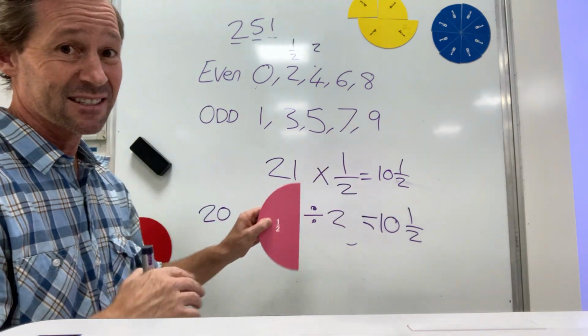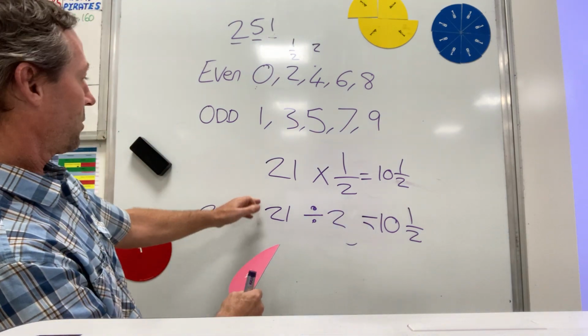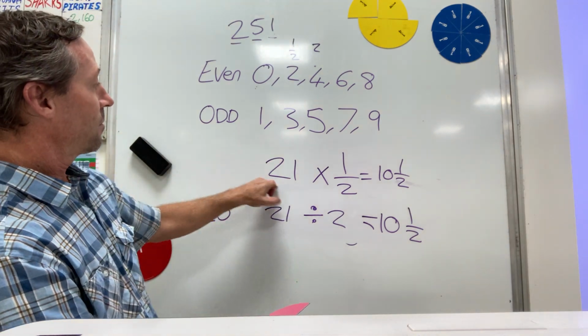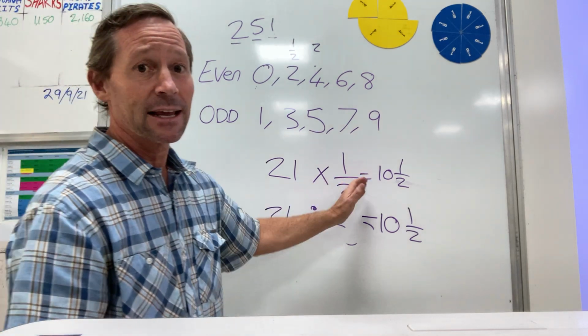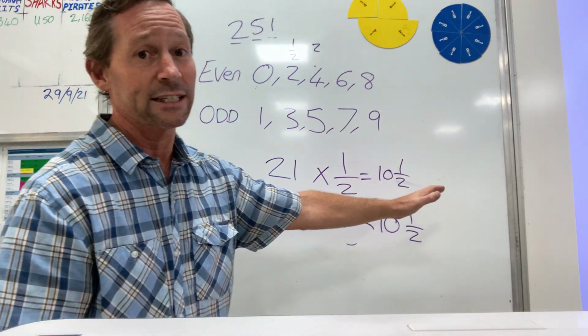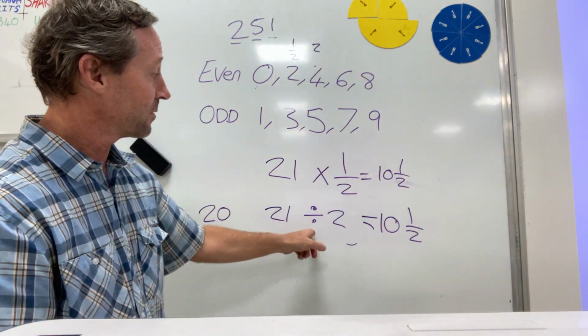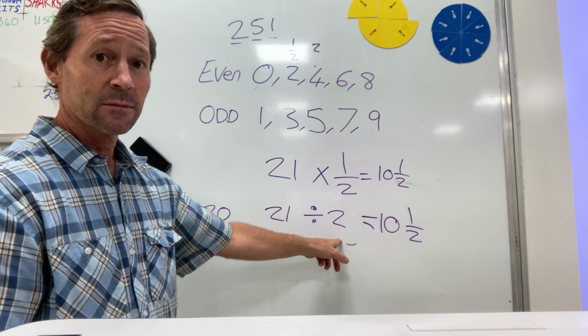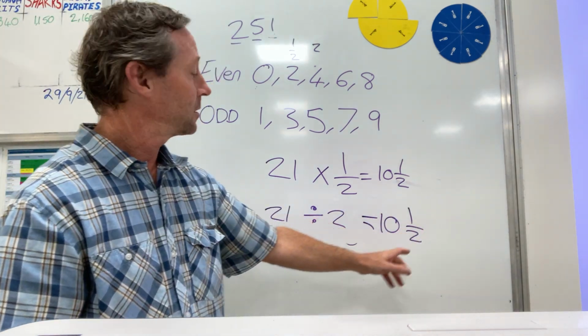So odd numbers, if you multiply it by, where are we? Odd number, multiply it by a half, you're going to end up with something and a half. Always. There will always be a half left over. If you do 21 divided by 2, same deal, you're going to have a half left over.